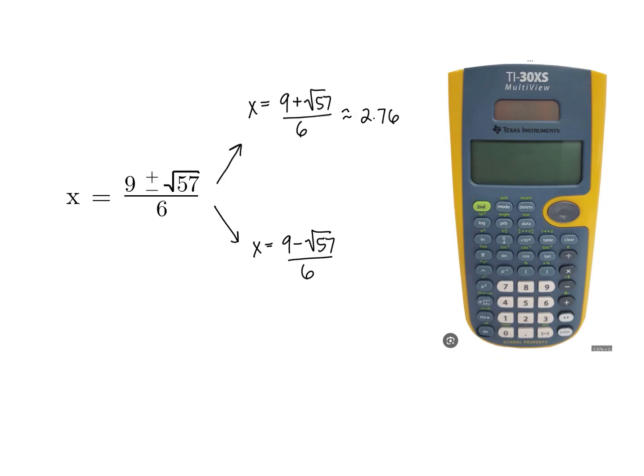Now you go ahead and try x equals 9 minus the square root of 57 over 6. Put that into your calculator and round to the nearest hundredth. You should get x is approximately 0.24. So your two solutions for x are x is approximately 2.76 and x is approximately 0.24.